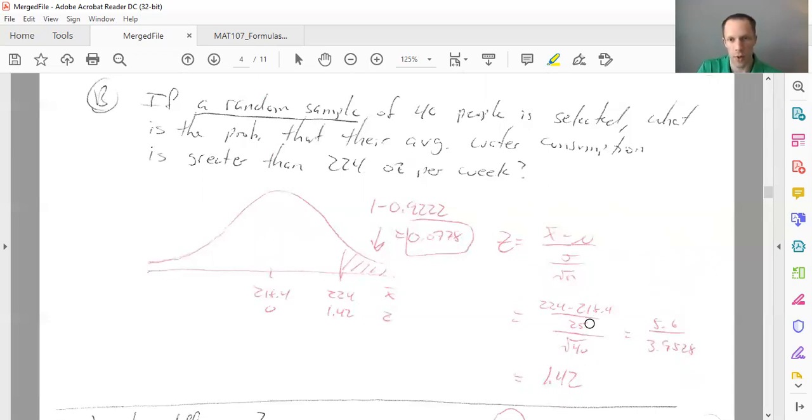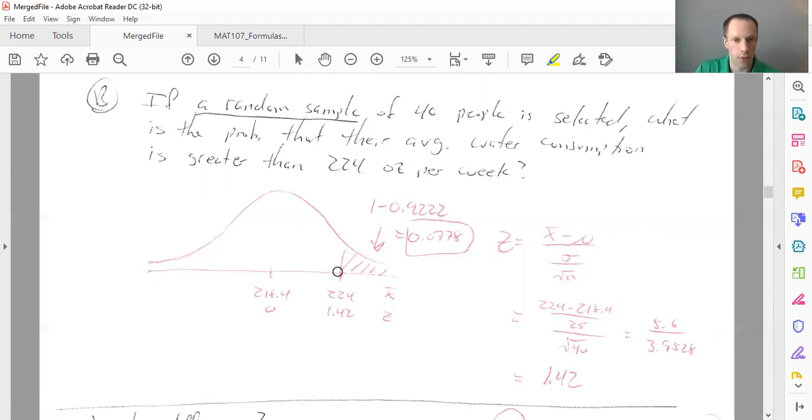So when you do 224 minus 218.4, you get 5.6. If you do the 25 over the square root of 40, you get this number, 3.9528. You might have more decimals. If you keep 4 or 5 decimal places here, your final answer should turn out accurate, which in this case, when you take the 5.6 divided by the 3.9528, you get 1.42. Okay, so remember, subtract in the numerator, get 5.6, divide the two numbers in the denominator, which gives you 3.9528, then divide those two results to get your z-score.